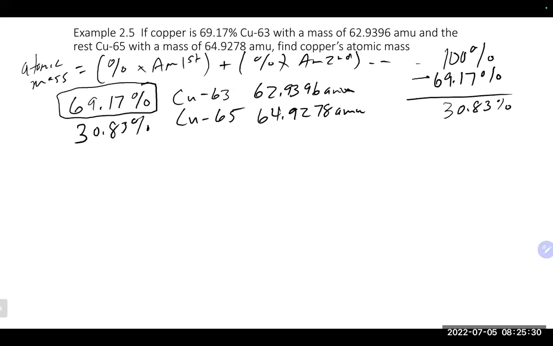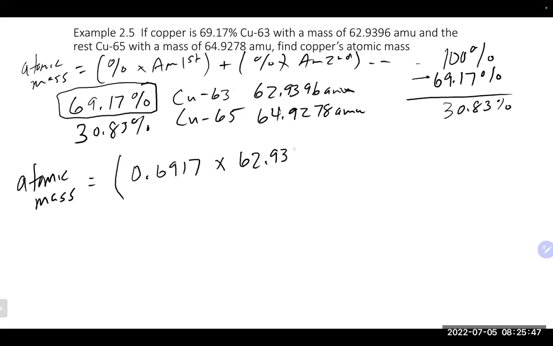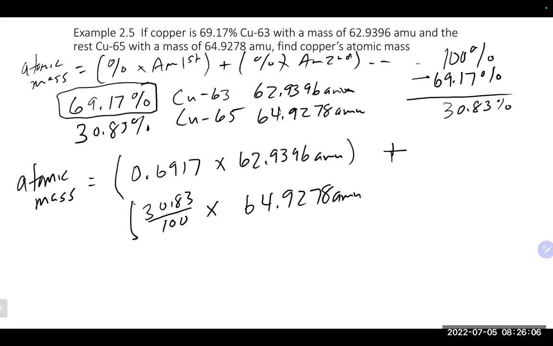We could go into our formula. So our atomic mass would equal the percentage of our first isotope. Again, we do need to convert it into a decimal, so I'm just going to move it over a couple places to the left. And we're going to times it by the mass of the first element. And again, here we're actually going to add it, not multiply, but add it to the percentage of the second one. And again, if you don't want to move to decimal, you can just divide it by 100. It will do it for you. And times it by 64.9278 AMU. And that will get us there.